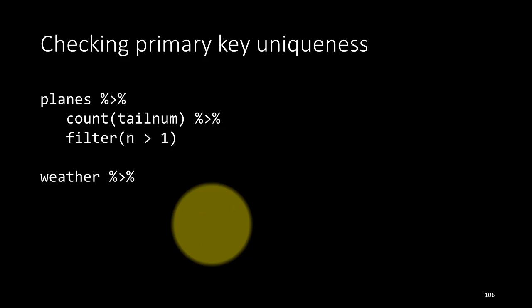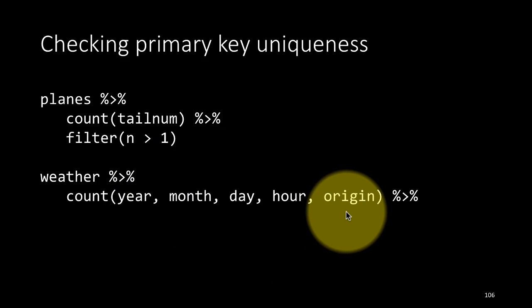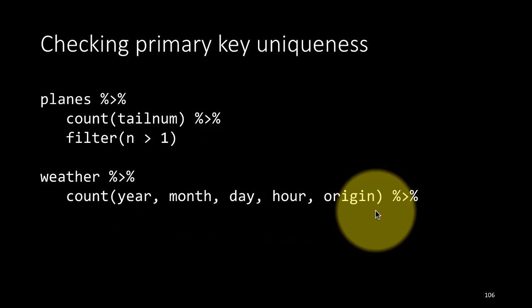Okay, similarly, for weather, we are thinking that year, month, day, hour, origin is a primary key. In other words, for every combination of year, month, day, hour, and origin, there's only one row in the weather table. That is because within the weather table, we have the weather details for every hour of the day for each of the 3 airports. Okay, so there's no sense in having a 5 a.m. weather for, let's say, Newark occur twice. Okay, so we expect that this is probably a primary key.